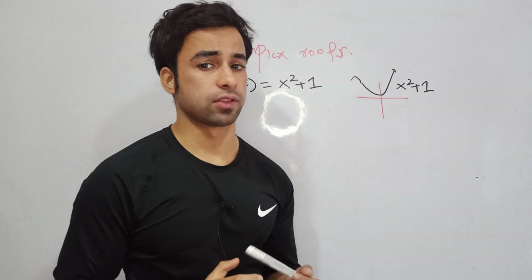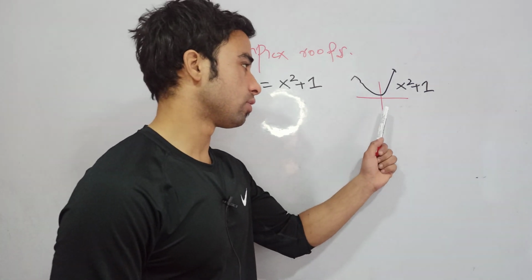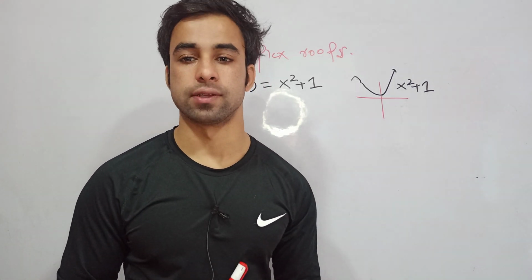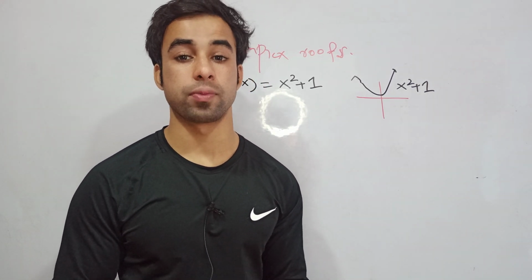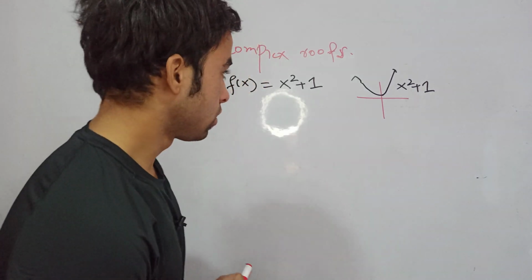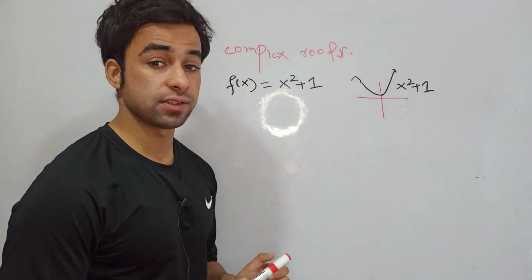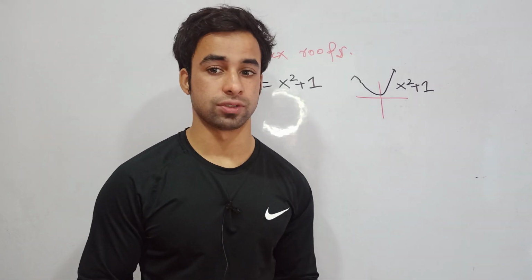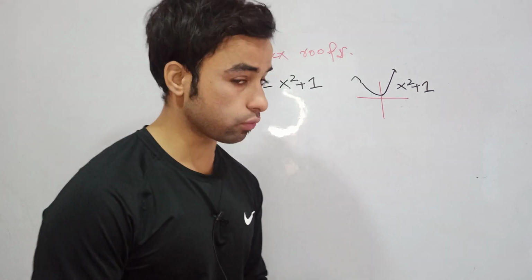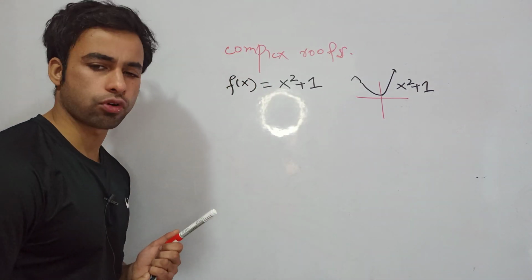But one important thing about this parabola is that it never cuts the x-axis. That simply means there won't be any real values, or there won't be any real roots. Okay, so that means there should be another root that's called the complex root. Okay, how to find it? Simply, we are going to use the quadratic formula.